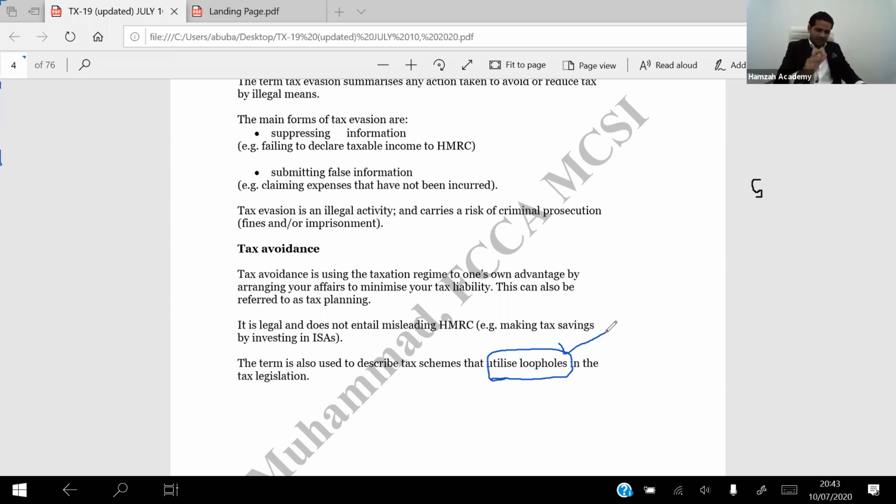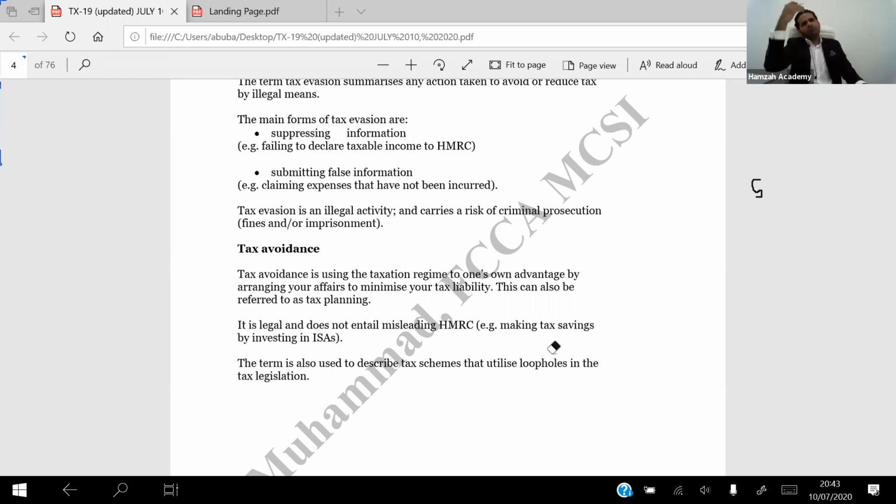So tax evasion and avoidance, again, quickly, I will tell you which is legal and illegal. Avoidance is legal because you are playing within the law, but evasion is illegal because you are misleading the Department of Tax. You are giving false information to HMRC, or you are hiding your income, hiding your assets. All these things are deliberate, when you are deliberately hiding your income.